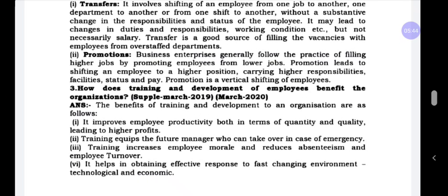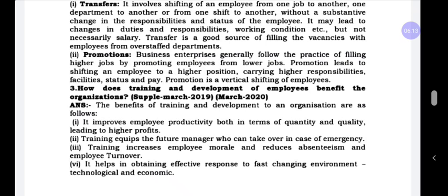Next one, promotion. Promotion is quite opposite to the transfer. In transfer there is no change in responsibility, but promotion refers to promoting an employee to a higher position. With this, the factors may change: salary may increase, responsibility may increase, and even the status may increase. This is called promotion.